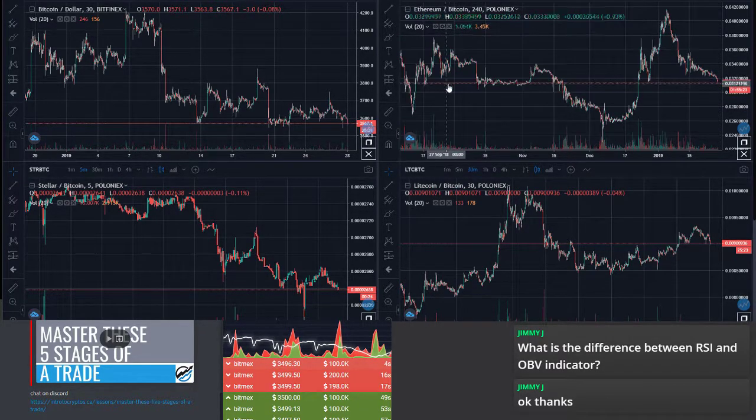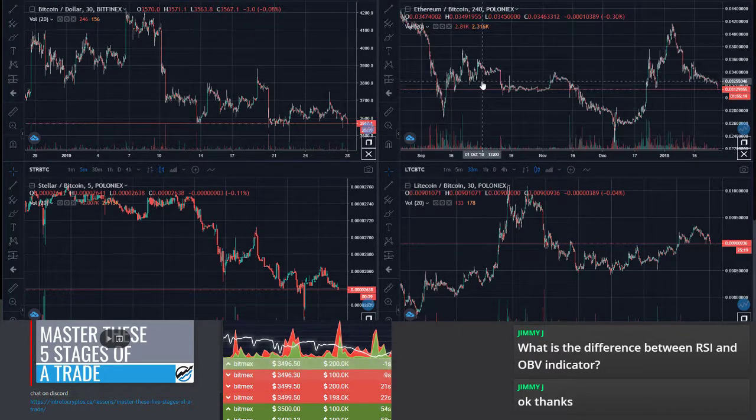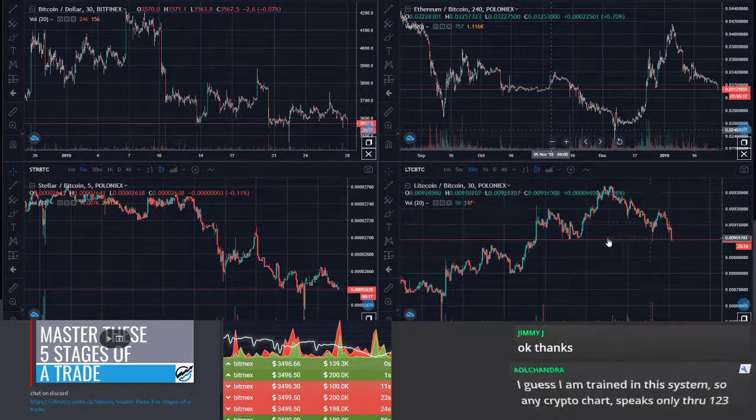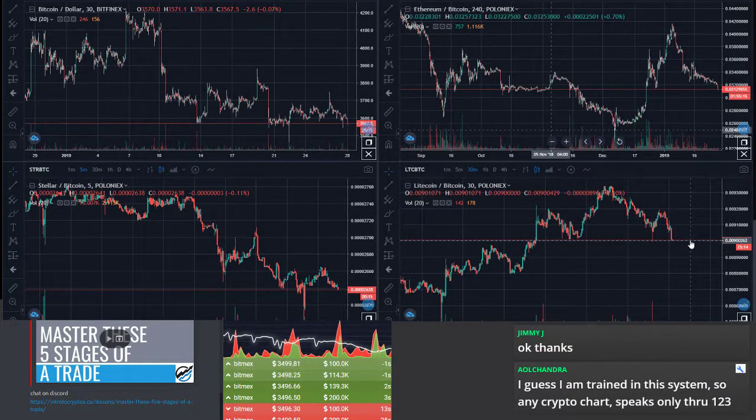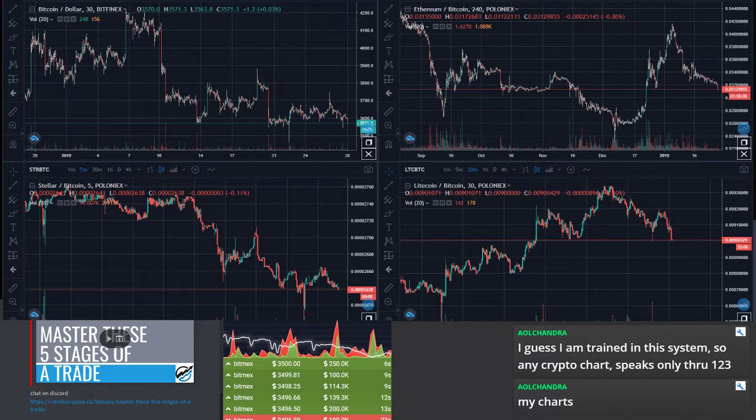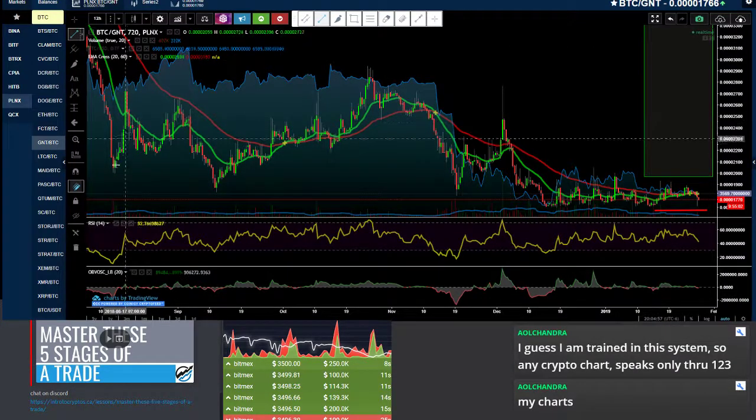Well, Ethereum, you've come back to killer levels. You've squeezed it back as far as I could let you squeeze it. Litecoin, you've made a head and shoulders formation here. Yes, I am trained in this system as well too, and no matter which chart I look at, that's where my eye goes. Especially right now, because everything really is at the end of a downtrend, and they are making the 1, 2, 3 formations everywhere.